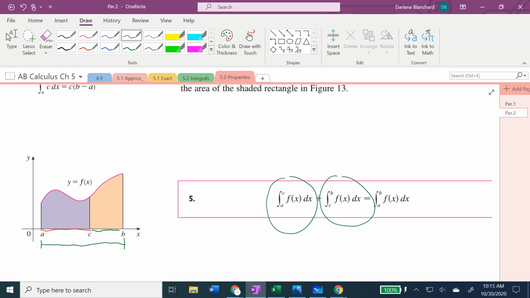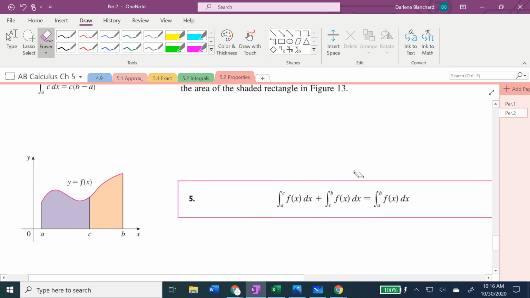Now, here's the funny thing. The order of a, b, and c on the number line doesn't matter. This still works. Are you ready to see that this formula works regardless of order? I'm going to switch just the b and the c. And let's look at what this integral is saying. This time, the integral from a to c is the one that goes all the way down and finds the entire area.